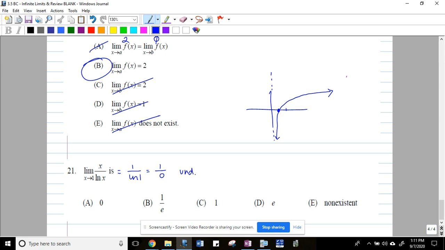Now, what are my choices here? 0, 1 over e, 1, e. All I can choose right now is non-existent. When we talk about L'Hopital's rule, which a couple of you took AB calculus last year, so you've heard of L'Hopital's rule: take the derivative of the top divided by the derivative of the bottom. We'll be able to work more on that. But for now, we're just going to leave it at this. 1 divided by 0, and that's non-existent.